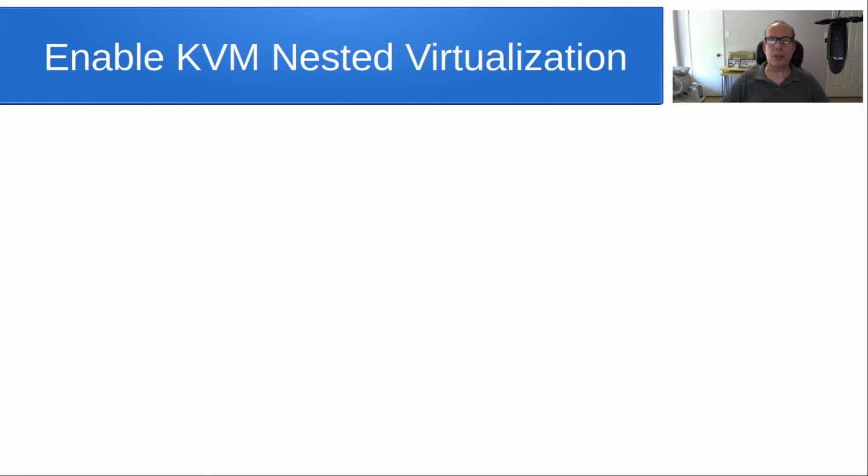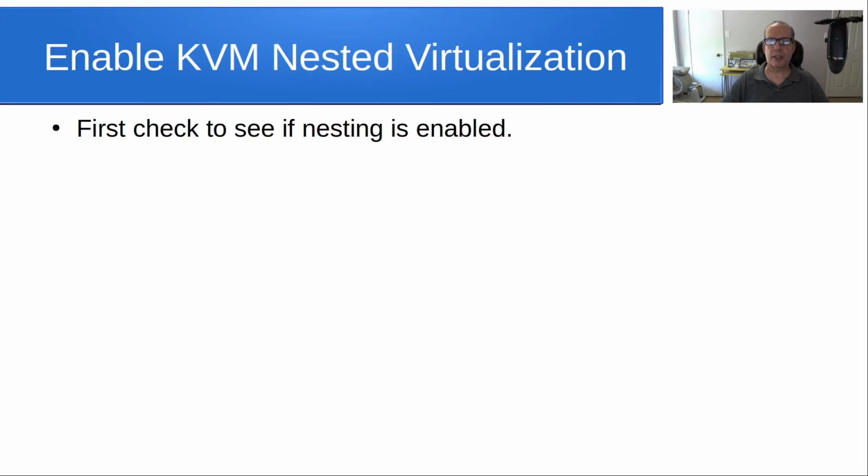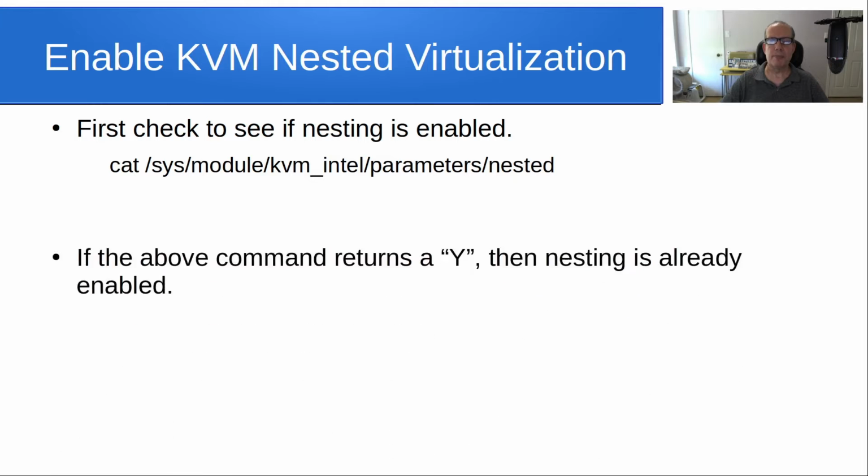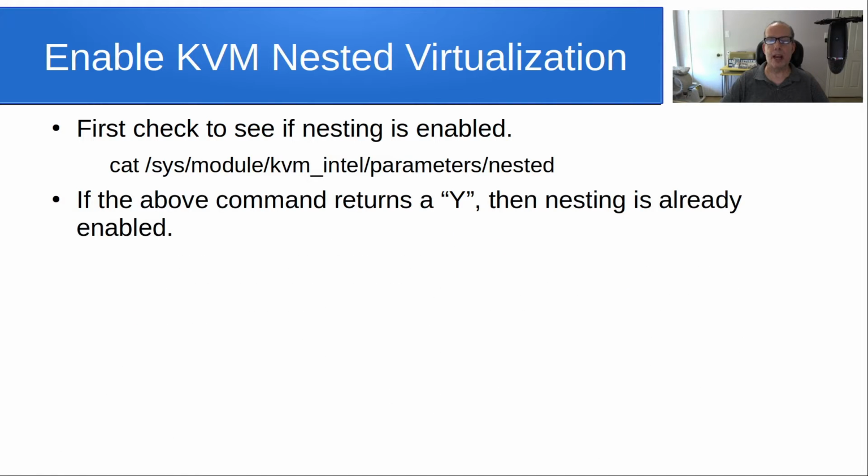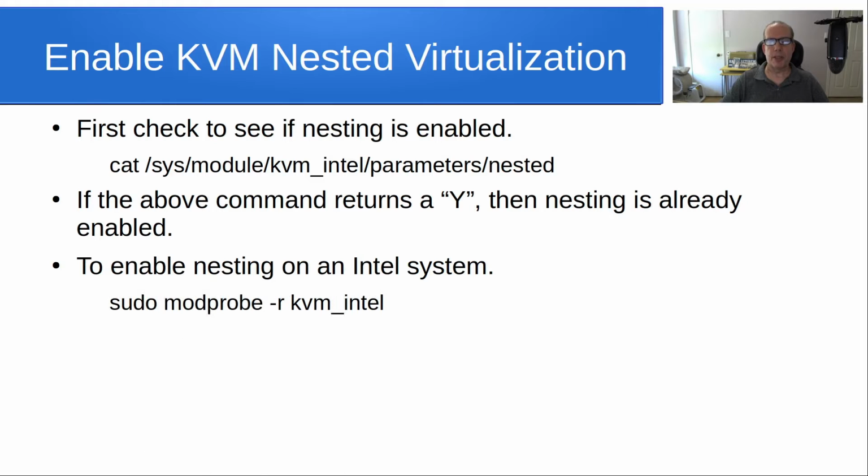And then, in order to enable KVM nested virtualization, we first have to check to see if nesting is enabled. We do that with the following cat command. And if that command returns a Y, then nesting is already enabled on your machine. To enable nesting on an Intel system, you're going to use this modprobe command followed by this other modprobe command that can turn nesting on. And if you have an AMD system, just replace the keyword Intel with AMD.